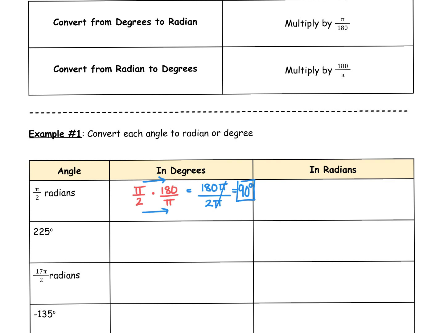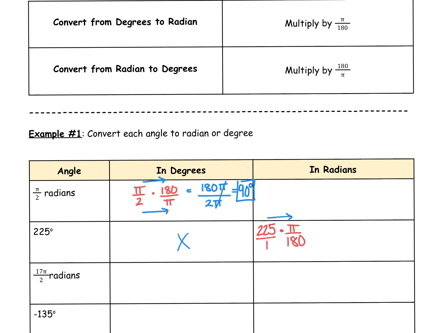Okay, so the next example is going from degrees to radians. We know it's already in degrees, so we're going to do the work for the radians. If I want to go from degrees to radians, I'm going to multiply by pi over 180. So we're going to start with 225, and we're going to multiply by pi over 180. With this one, to make the 225 a fraction, you can simply put it over 1.